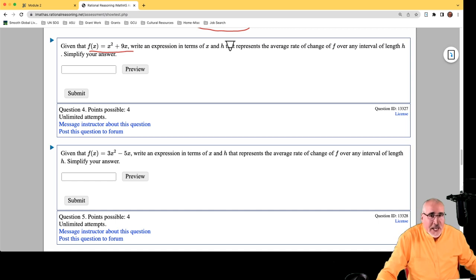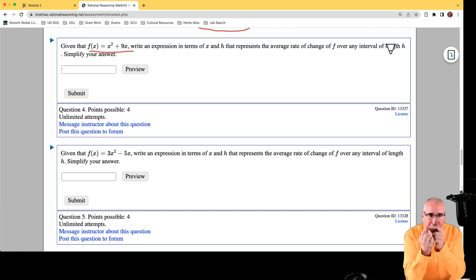Okay, so we're given this function, x squared plus 9, and we're being asked to express in terms of x and h the average rate of change of f over the interval of length h. So remember, h is, we're starting at x, we're going some distance h, some made up variable. Your h could be smaller or larger than my h, but it allows us to change it. And so what they really want is the average rate of change. Remember, that's really just slope.